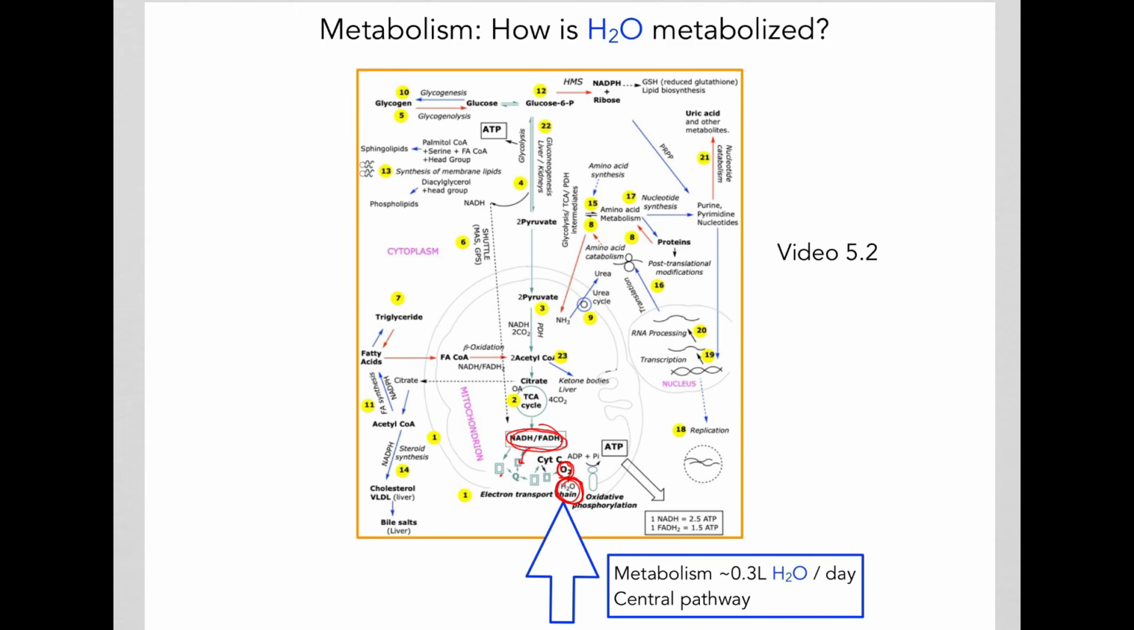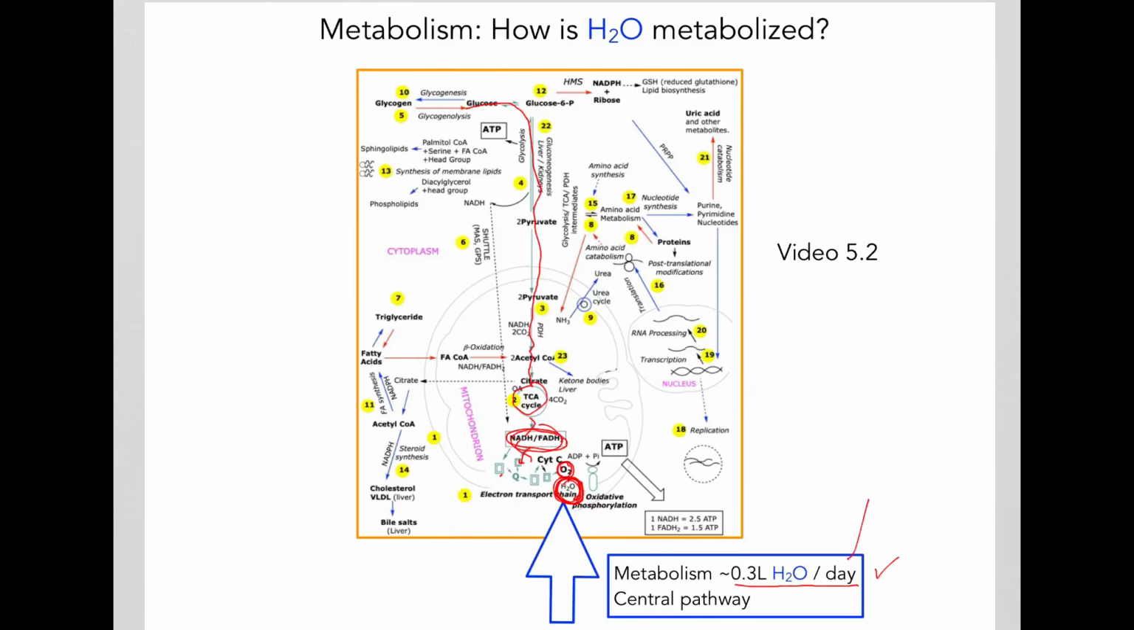So we produce about 0.3 liters of water per day, most of that right here in the electron transport chain. When we discussed this central pathway of glycolysis and then the PDH reaction and the Krebs cycle, and then eventually the electron transport chain, oxidative phosphorylation, we do get water from metabolism.